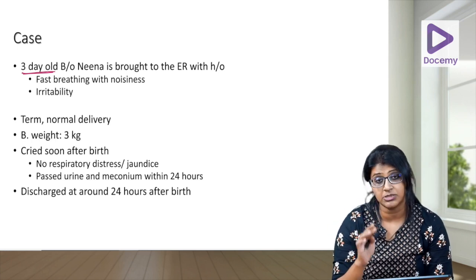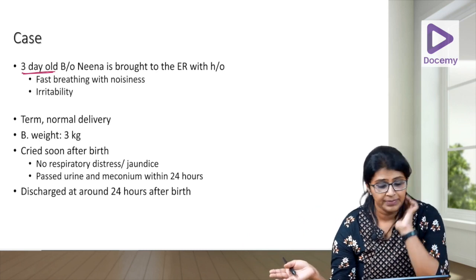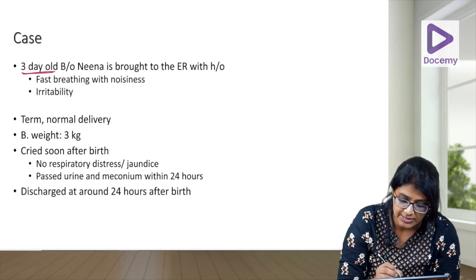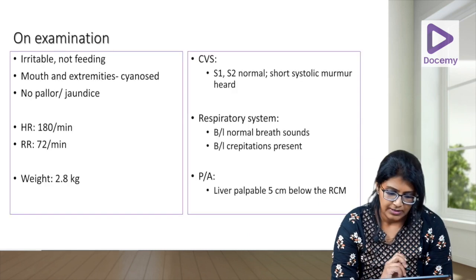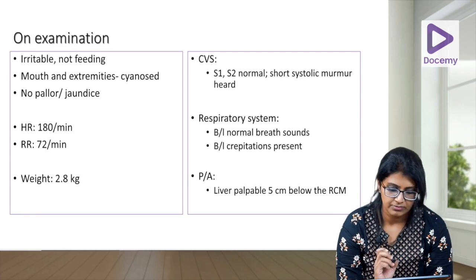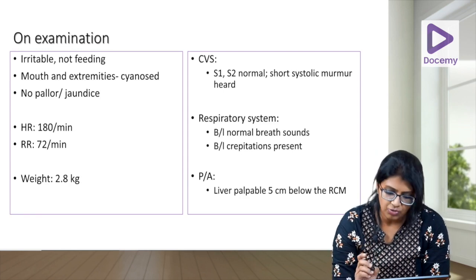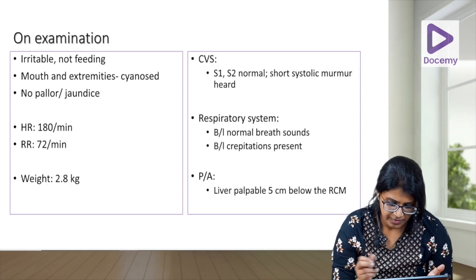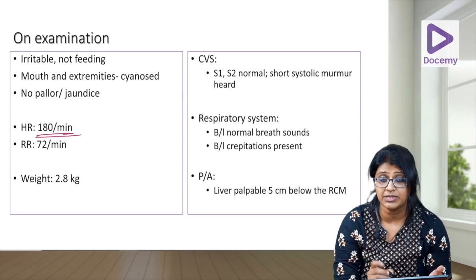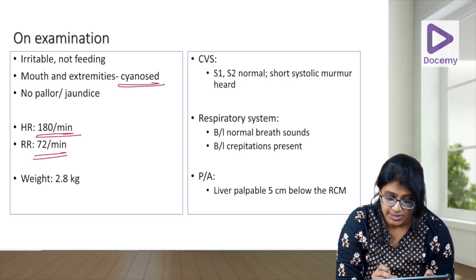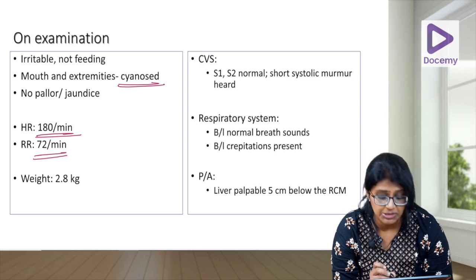So, this baby has probably just been discharged the previous day, and is now brought to you with fast breathing, noisiness and irritability. Now, on examination, what do you find? You find that the baby is irritable and is not feeding. The mouth and the extremities are cyanosed. There is no pallor, there is no jaundice. The heart rate is 180 per minute, so the baby is tachycardic. The baby is tachypneic as well, with a respiratory rate of 72 per minute.